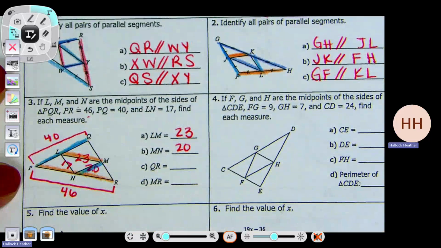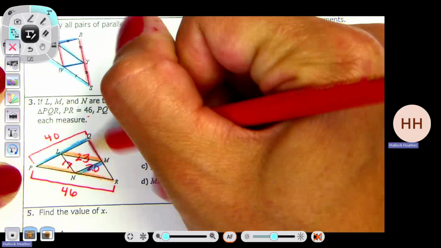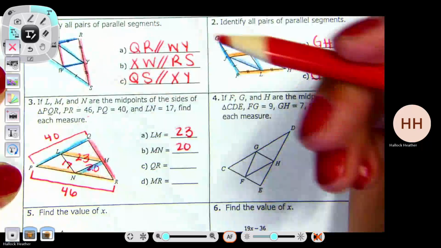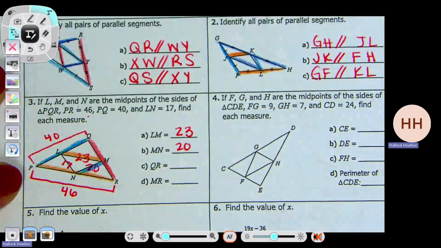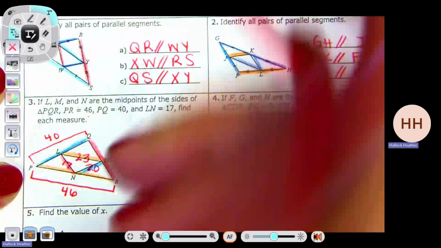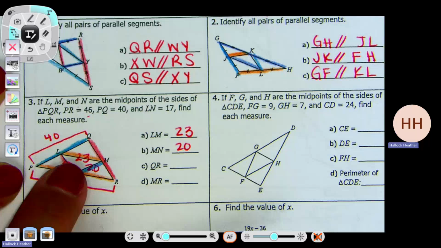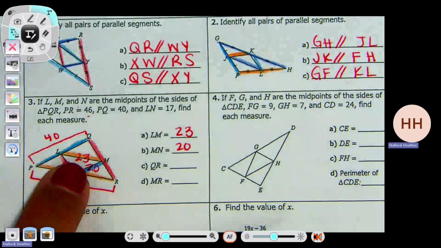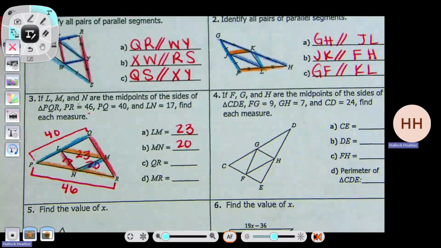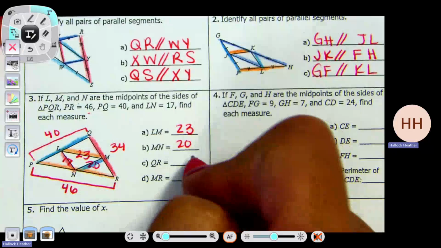The next one wants QR. QR is on the outside. So you multiply it because it matches with NL. So 17 is half of the outside. Now I'm not cutting 17 in half because it would get even smaller. I'm going to double it because it's going out this time. So 17 times 2 is how much? 34. So out here is 34 because it's double the mid segment.